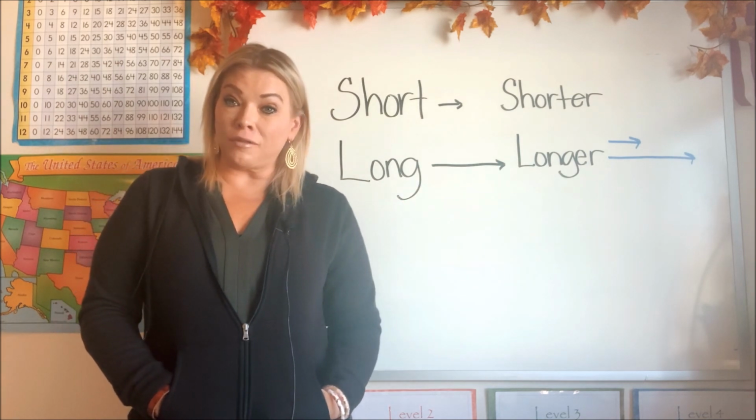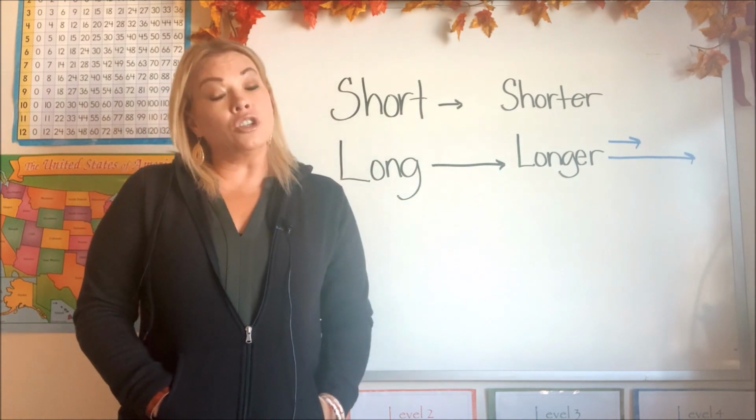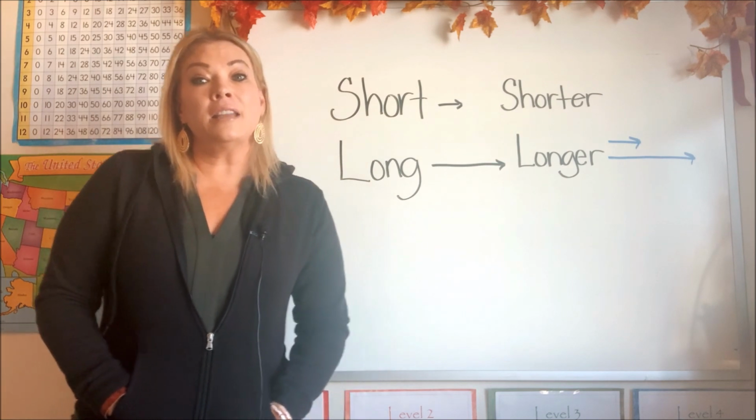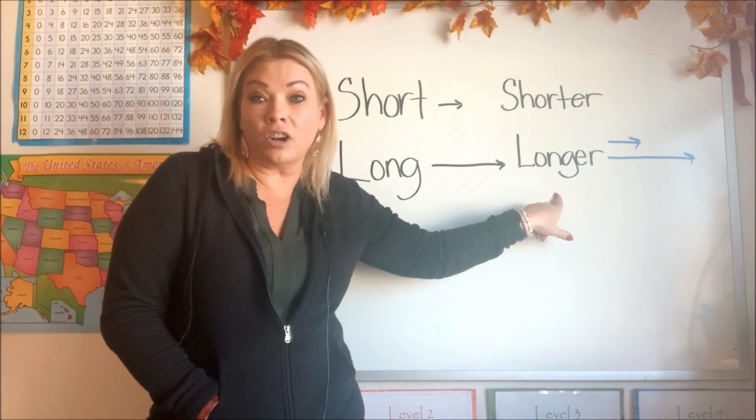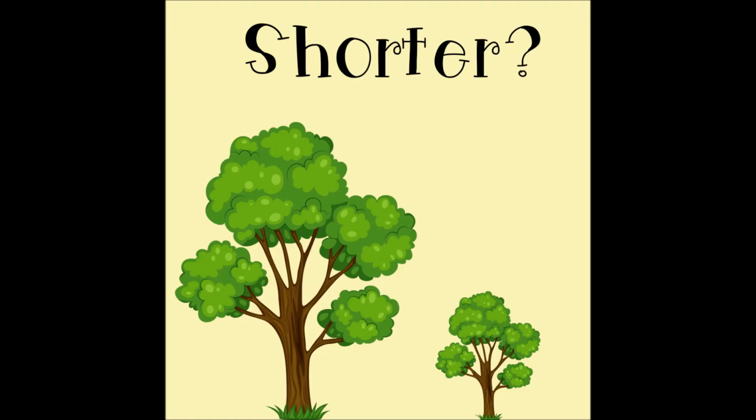Okay, so to help you guys practice learning what is short and what is long, I've put some items together for us to look at. Now, when you see the two items, see if you can tell which one is shorter and which one is longer. Okay, guys, our first picture is of two trees. Which one is shorter? Shorter also means smaller. Which of the two trees is shorter? It's the one on the right, isn't it? Good job.